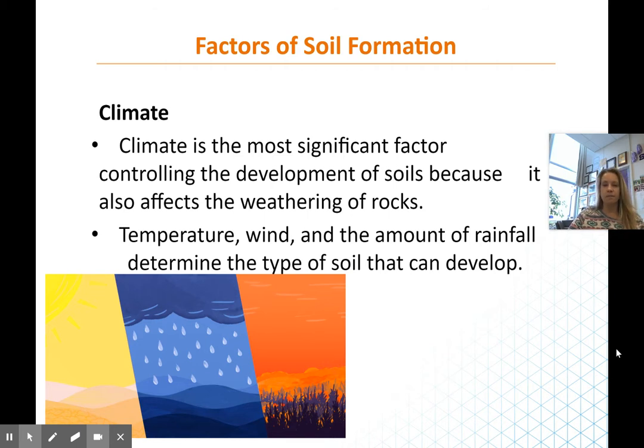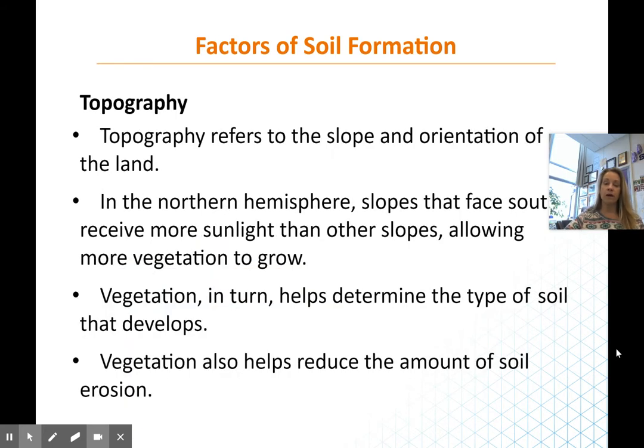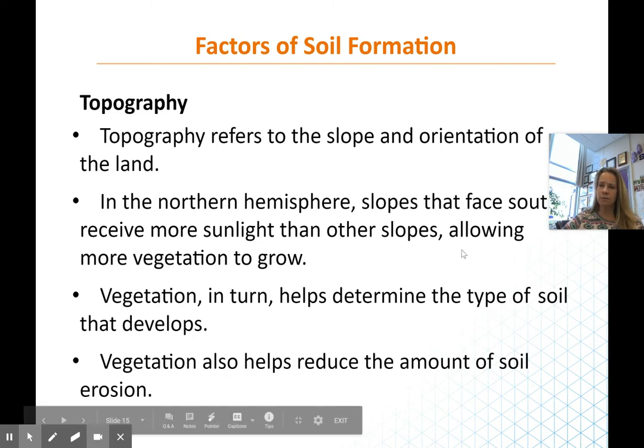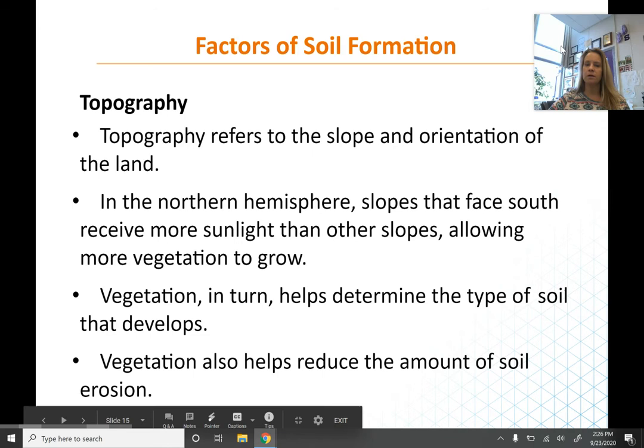So that climate plays a big factor in the types of vegetation, which plays a big factor in the types of nutrients that are added to the soil. All right, topography. If you have big mountains and cliffs, then you're going to have much more poor soil than if you have a valley, for example. And then also, this talks about different slopes.